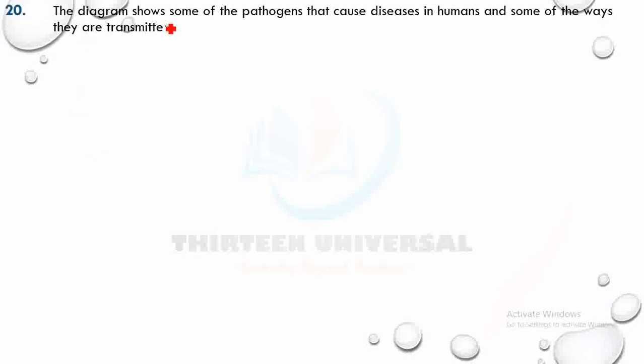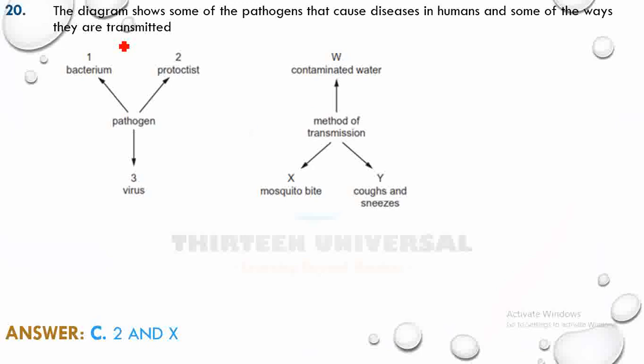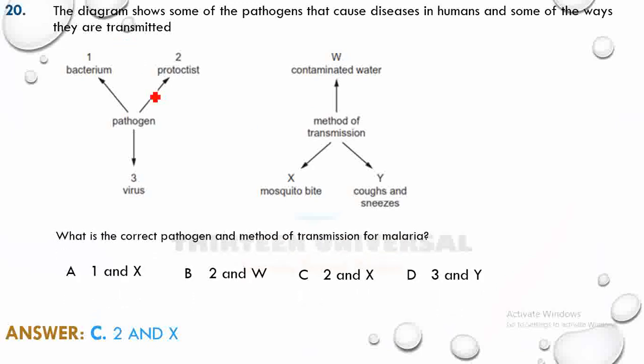Let me look at the next one. The diagram shows some of the pathogens that cause disease in humans and some of the ways they are transmitted. Oh, this is showing us the answer first. What is the correct pathogen and method of transmission? If we check A, bacterium, X is mosquito bite. No, there's no bacterium for mosquito bite. This doesn't work. B, protoctist, W, contaminated water. No. Protoctist is malaria, it's not contaminated water. C, protoctist, X, mosquito bites. Yeah, malaria. Then virus, coughs and sneezes. Well, that could work, but this is for tuberculosis, it doesn't work for this, so that's why 2 is the answer.